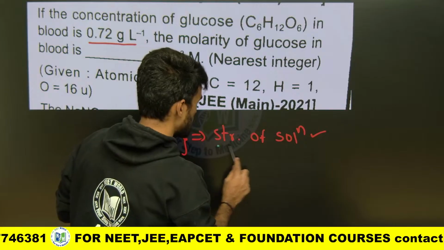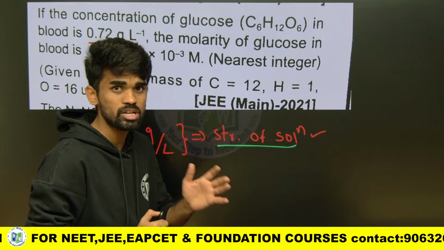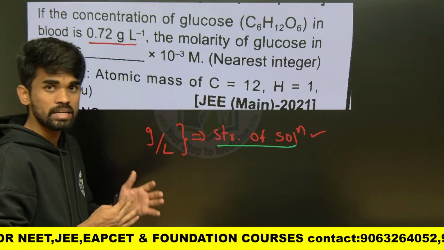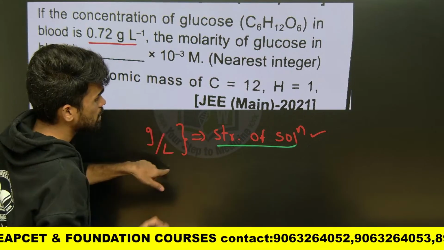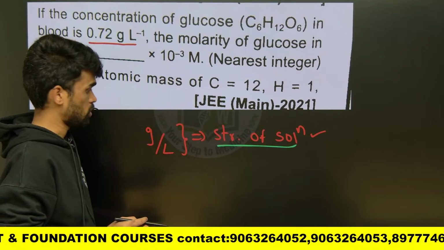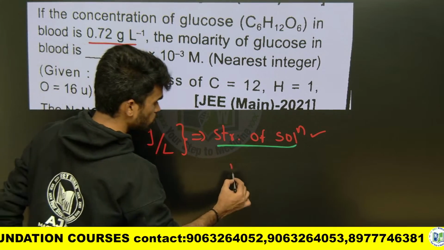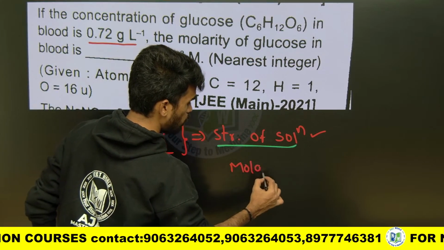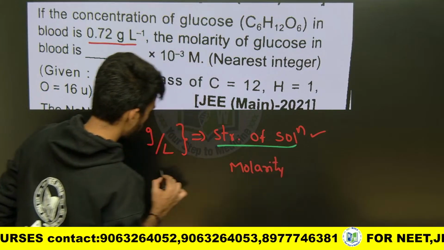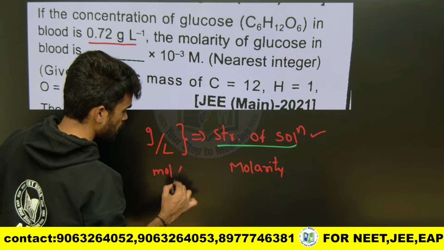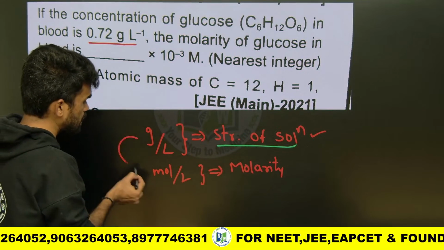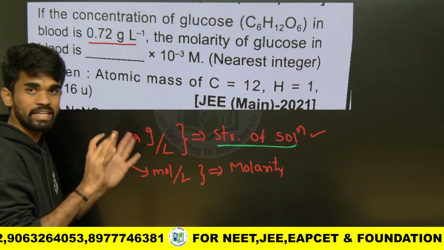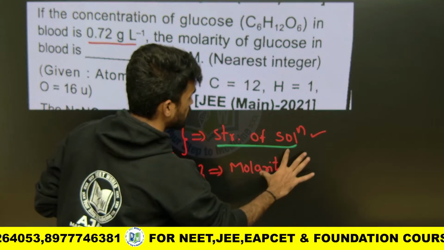The strength of solution is also a concentration term, like molarity and normality. Gram per liter is the unit of strength of solution. Now, what is the unit of molarity? Molarity units are mole per liter. Now we need to interlink these two so that we will get the answer very quickly. So how can we interlink these two?